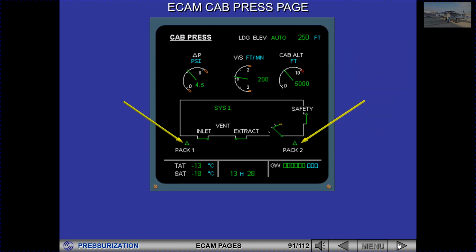Let's look at the information associated with the pressurization system that is presented on the cabin pressure page. The pack indication is displayed green when the associated pack is on. The outflow valve position can be monitored and the system controller in use is shown. There is a single indication for the two safety valves.